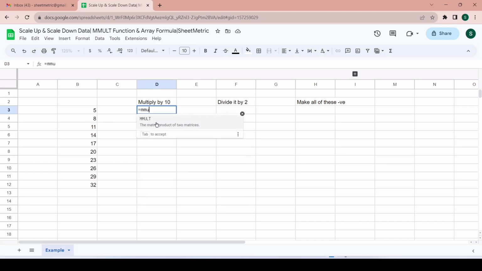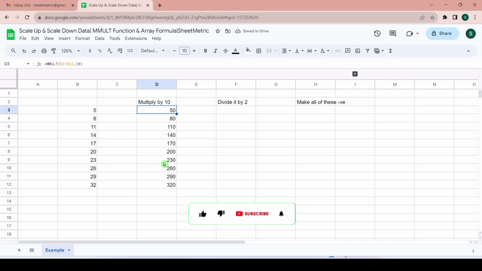So MMULT stands for M for matrix, MULT for multiplication. So this is the matrix multiplication function, which gives the matrix product of two matrices. Here you have to give the range of the first matrix and then the second matrix. So this is the first matrix. Since we have to multiply it by 10, I am hard coding it in the formula only. So it has multiplied the entire table by 10.